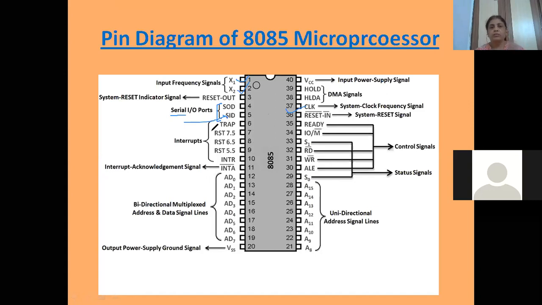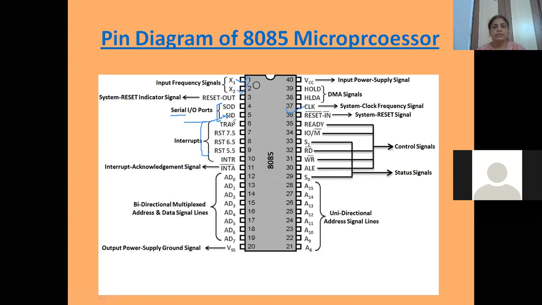So these two pins are used to transfer data serially, bit by bit, to serial peripherals. Okay. Now the next five pins are for hardware interrupts. These are the hardware interrupt pins. With these, peripherals can communicate with the microprocessor, or take the help of the microprocessor, by interrupting it with the help of these five pins.